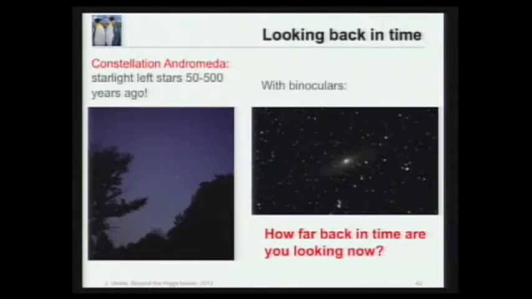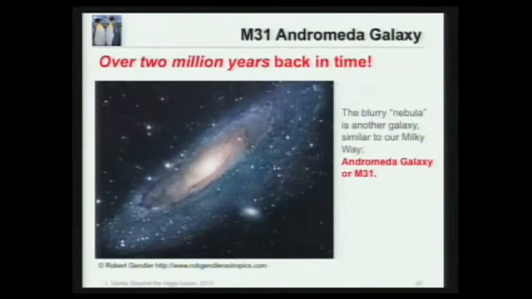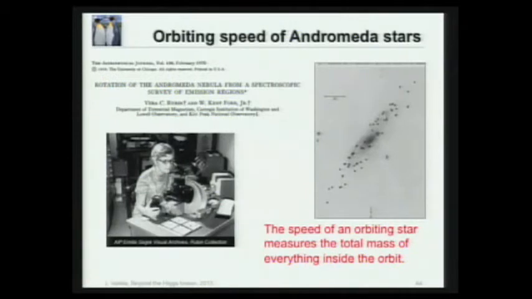So they looked back in time. If you look far away, the stars in the constellation of Andromeda are at between 50 and 500 light years, but if you look more closely with binoculars, you can see this nebula, and this nebula is a galaxy named Andromeda, and it's at a distance of 2 million light years. So the light took 2 million years to come to us, and they started measuring this thing, and they measured the orbiting speeds of the stars in this galaxy. So this galaxy has some rotation.